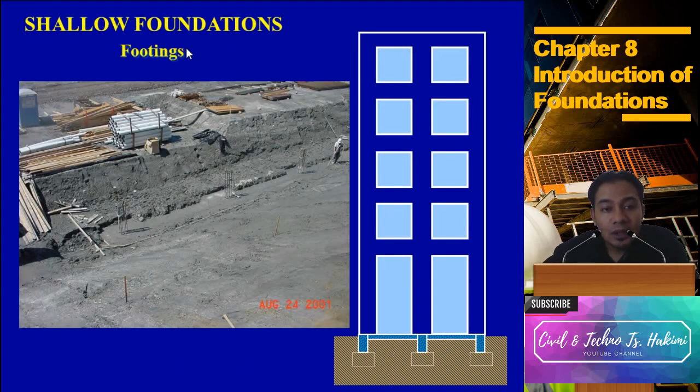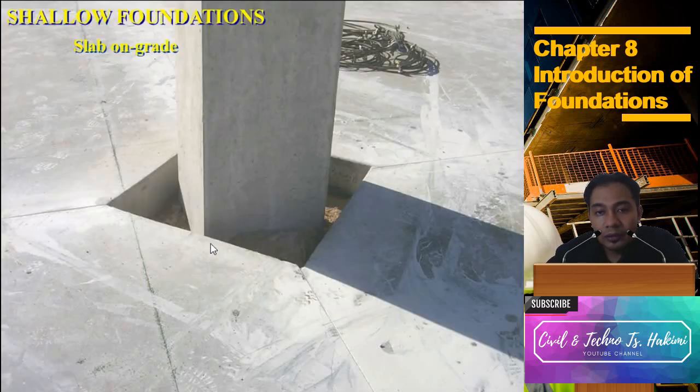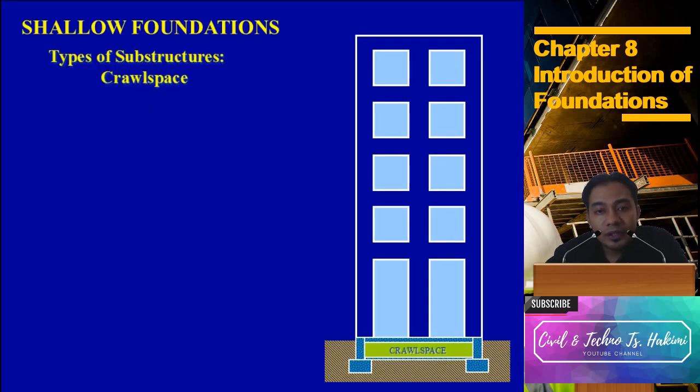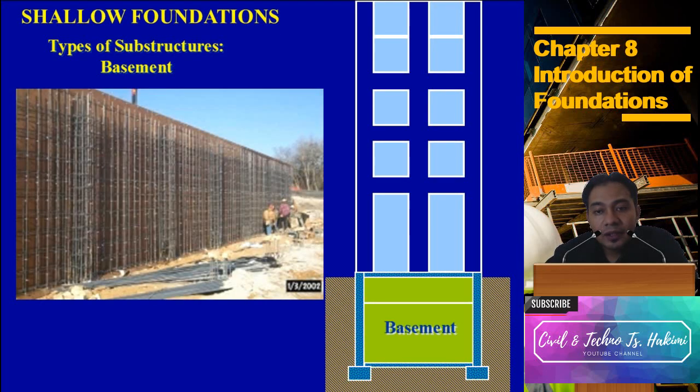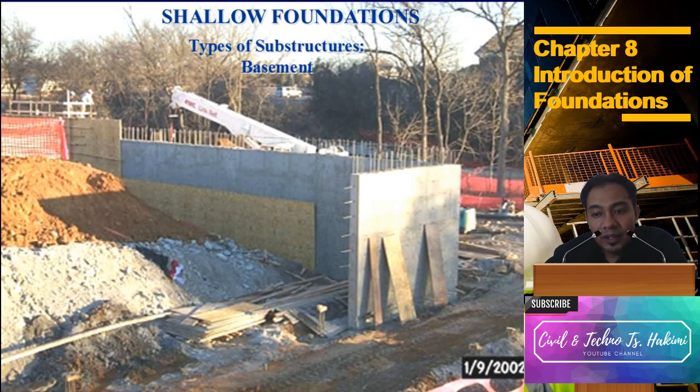This is an example of a combined footing. This is an example of slab on grade, and this is also slab on grade. This is an example of crawl space. This is an example of basement, the substructure of a basement. Here the workers are busy installing the reinforcement of the basement and also installing the formwork. This is also a basement.